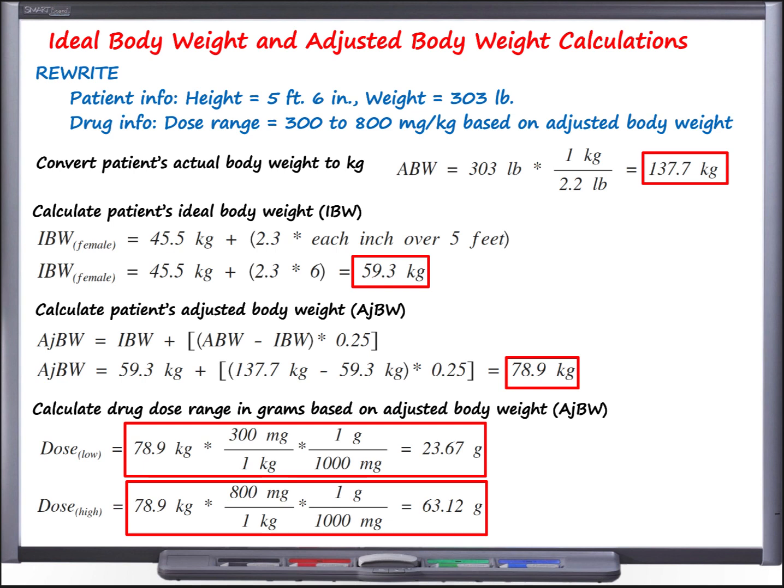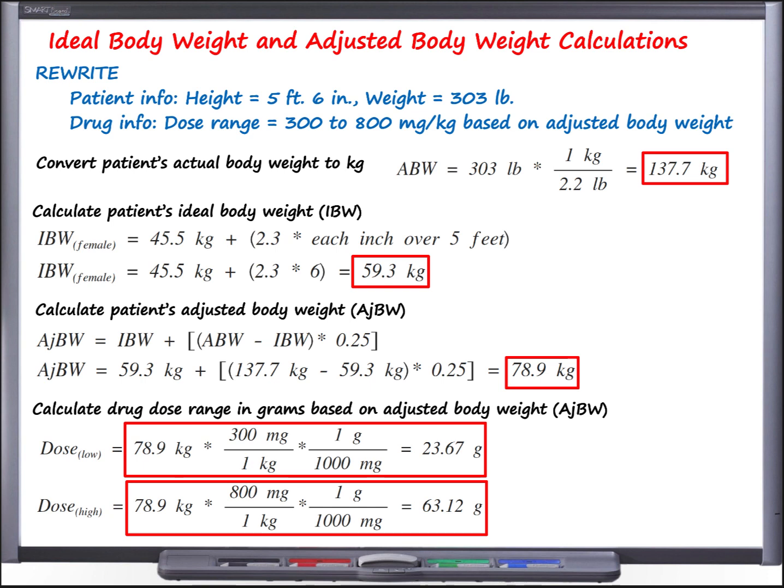And to find the low dose, we would multiply by 300 milligrams per kilogram, so you can see that kilograms will cancel. Then multiply that and convert it to grams. Remember, we're in milligrams. We've got to convert our final dose into grams. So we'd multiply it by the fact that every 1 gram has 1,000 milligrams. That way milligram units cancel, and our final answer is in grams. So 78.9 times 300 divided by 1,000 gives you 23.67 grams.